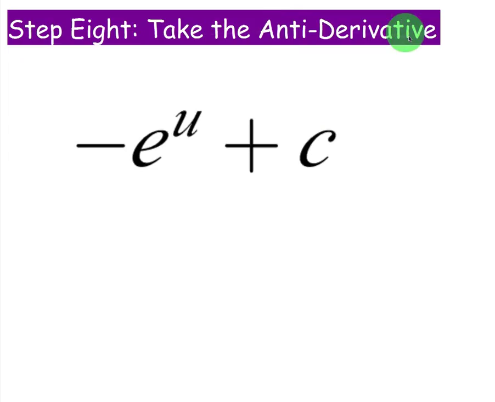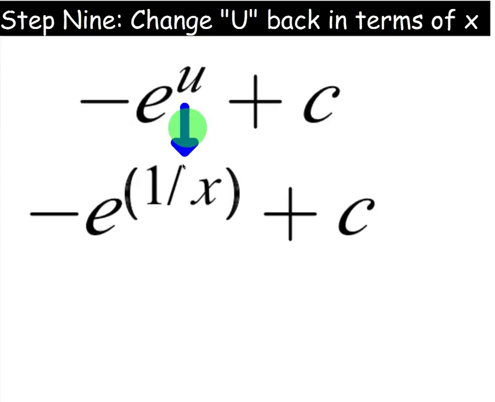Okay, step 8, take the antiderivative. The negative is going to stay. The antiderivative of e to the u is e to the u. Don't forget your plus c. And of course, we have to replace this u with what we said it was equal to in terms of x. It's equal to 1 over x. So for step 9, change u back in terms of x. So we get negative e to the 1 over x plus c.